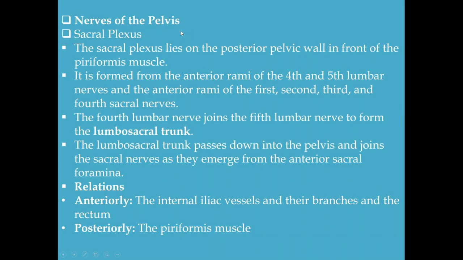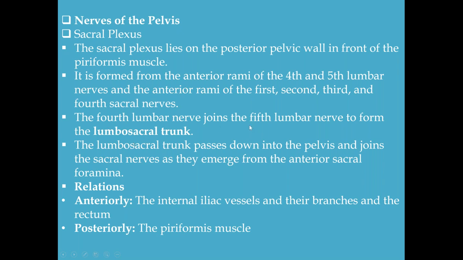Okay. What about the innervation of the pelvis, the sacral plexus? So the sacral plexus lies on the posterior pelvic wall in front of the piriformis muscle. It is formed from the anterior rami of the fourth and fifth lumbar nerves, and the anterior rami of the first, second, third, and fourth sacral nerves. This is a recalled question.